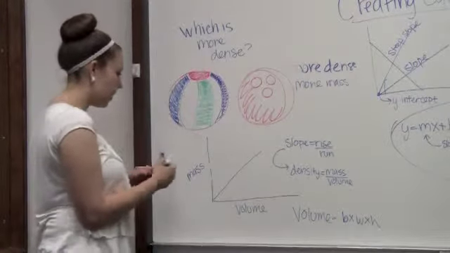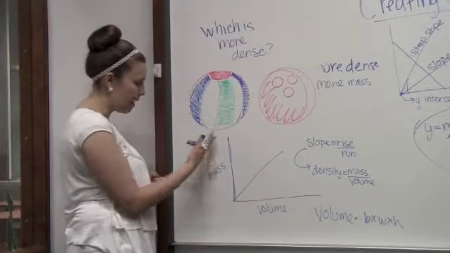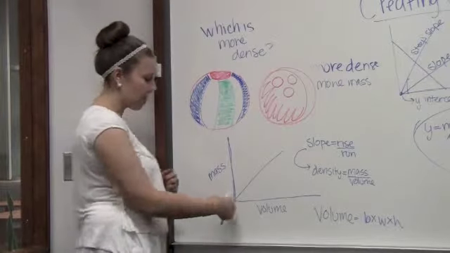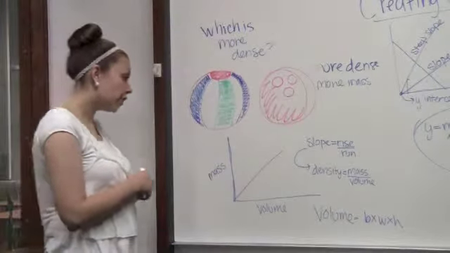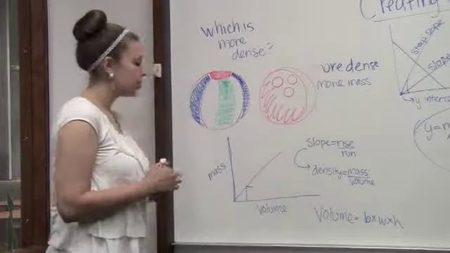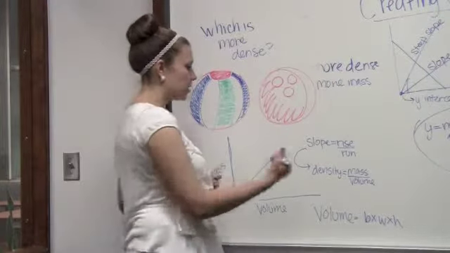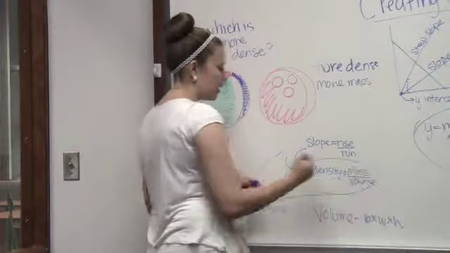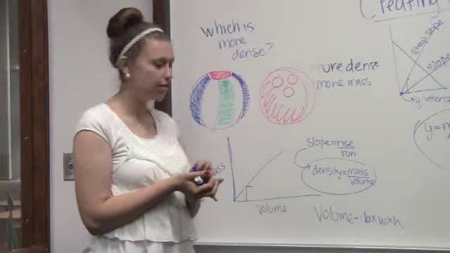So here we're going to talk about our plot that has mass versus volume. So mass is going to be anything on the y-axis. Volume is going to be on the x-axis. And like was mentioned before, slope is rise over run. So here, slope is mass over volume, which is what density is. Density is how much stuff we have in a certain amount of space.